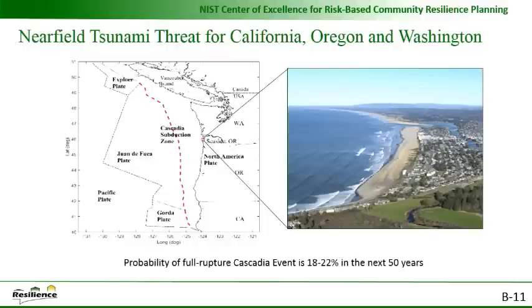Here in the Pacific Northwest, the probability of a full rupture event along the Cascadia subduction zone, or the really big one, as the recent New York article termed it, stands at about 20% in the next 50 years.